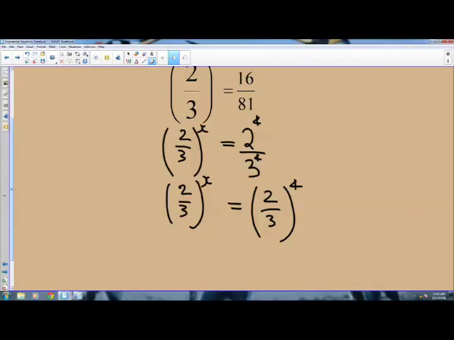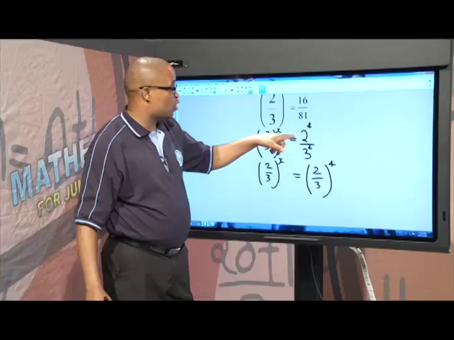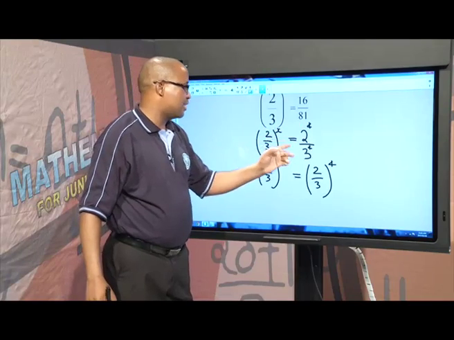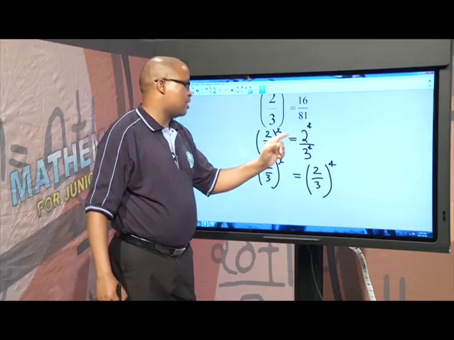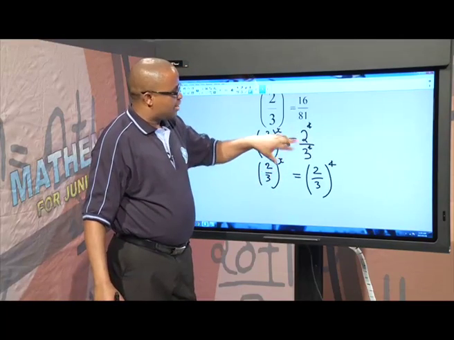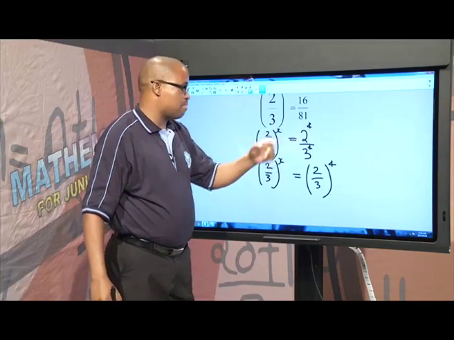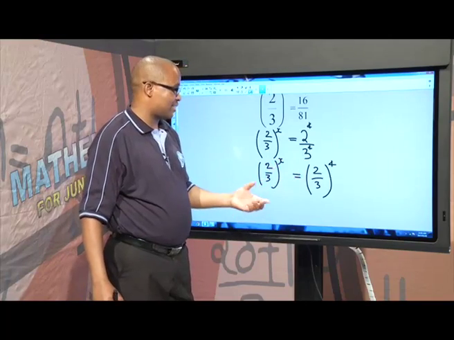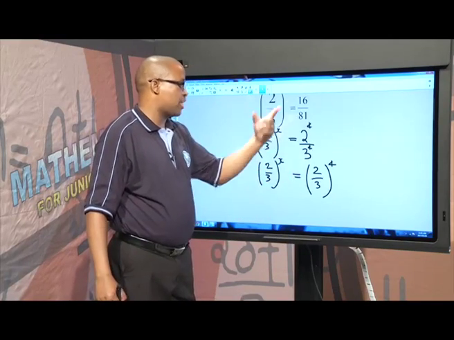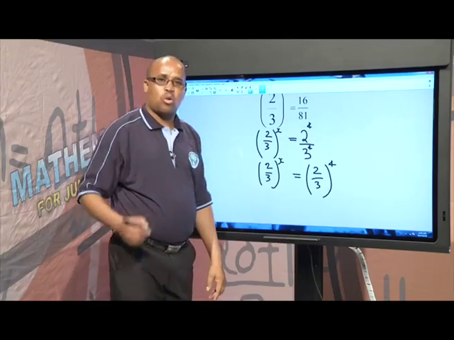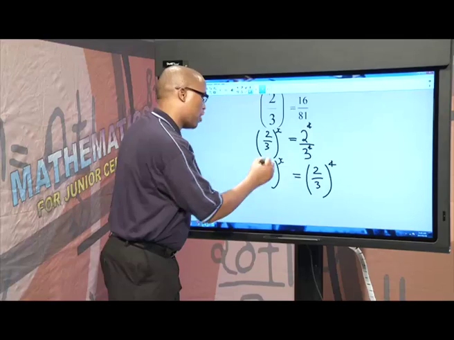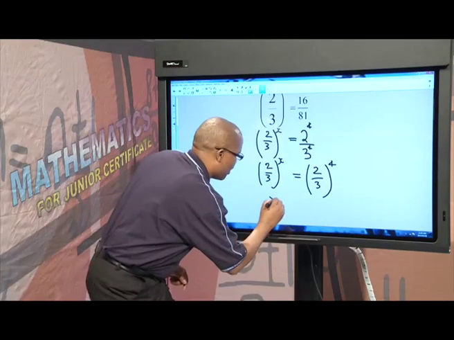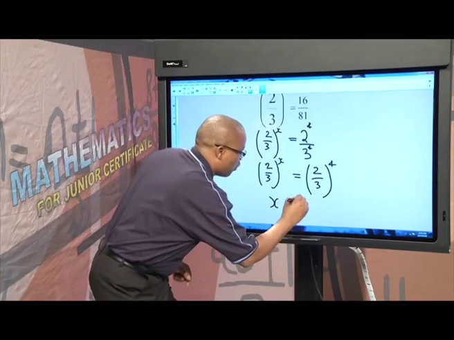We can now introduce the brackets here because we can see that this is 2 to the power 4 divided by 3 to the power 4. So the 2 here is raised to the power 4, 3 is raised to the power 4. So the two numbers 3 and 4 are raised to the same power. So we can introduce the bracket and say 2 over 3 all raised to the power 4. So what we have here, 2 over 3 is equal to 2 over 3. Therefore, x will be equal to 4. Our x is equal to 4.